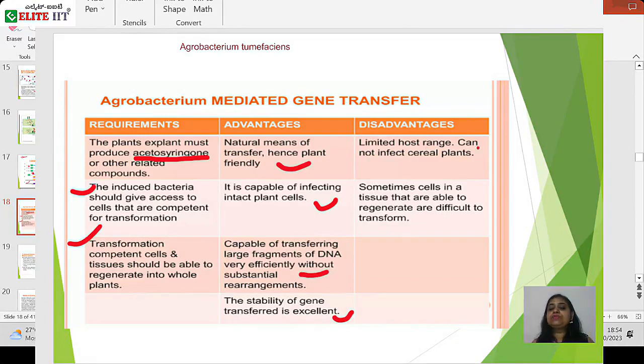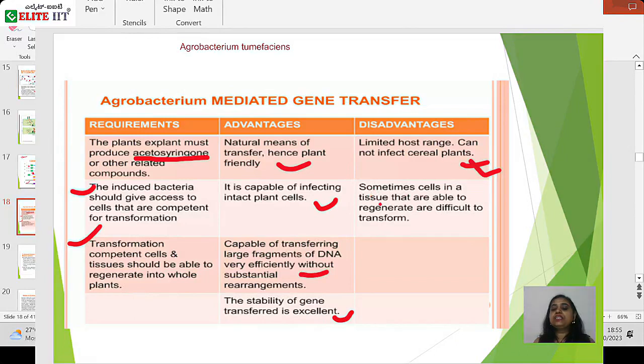Disadvantage: limited host range, cannot infect cereal plants. Mostly dicot plants are utilized. Monocot cannot be utilized. Okay, dicotyledonous plants are utilized for this purpose. Cereal plants cannot be utilized.